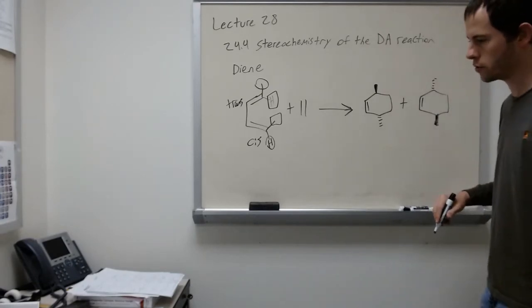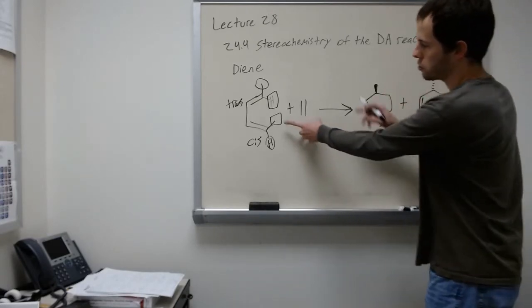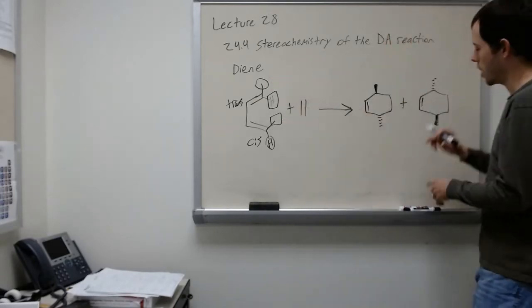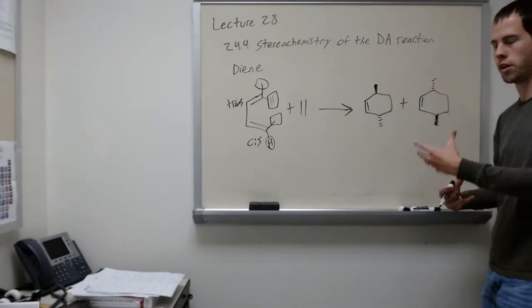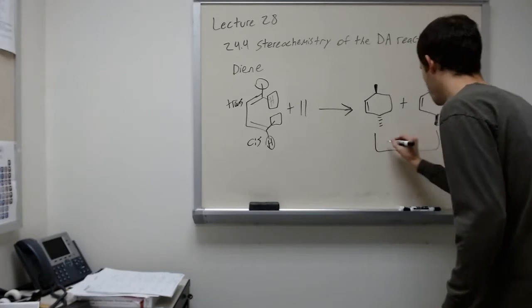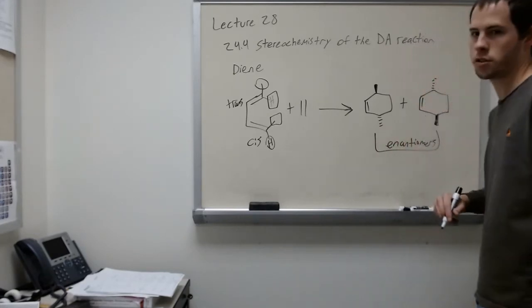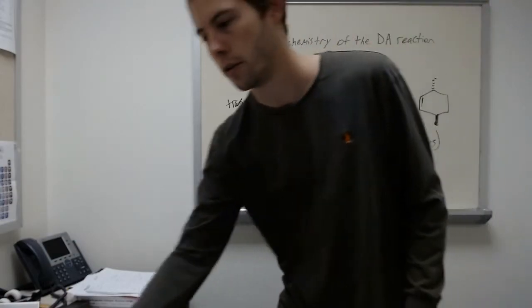And so we get a mixture of these two products where they are on opposite sides, as you can see from here. And then we also get the vice versa reaction. So we've changed both stereocenters in this case. And so these are enantiomers of each other.